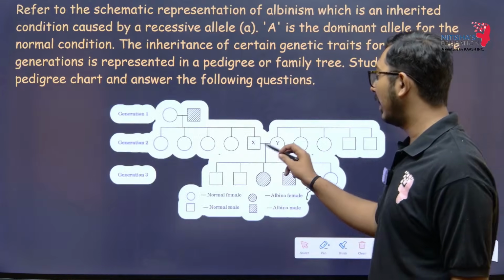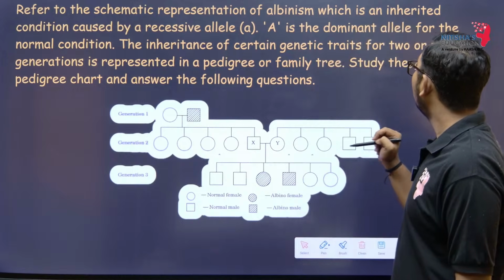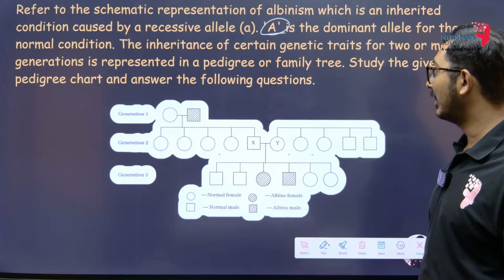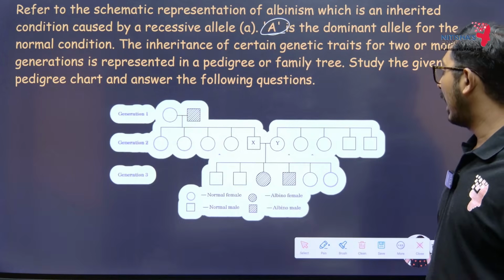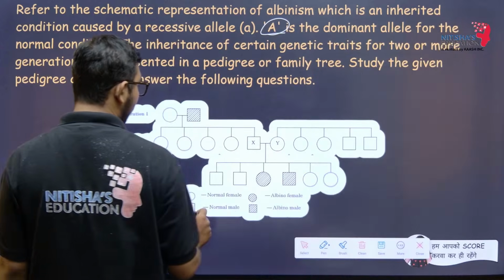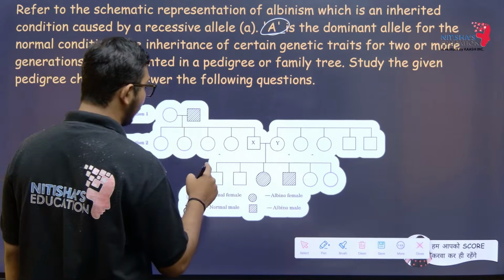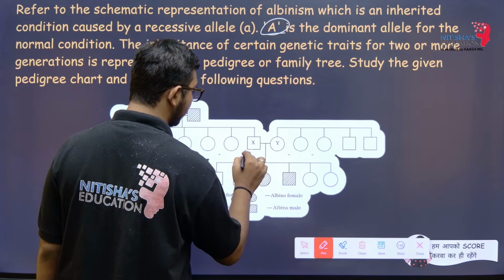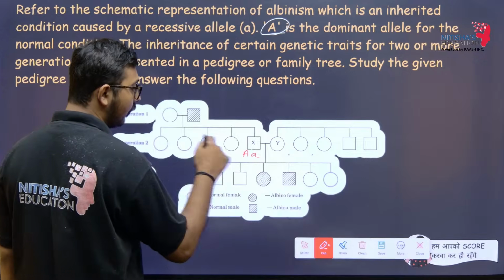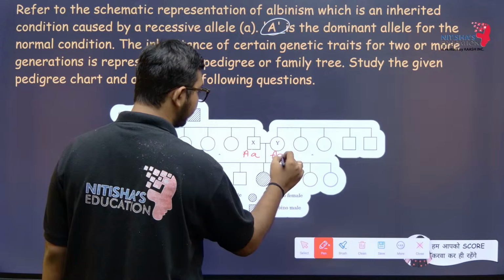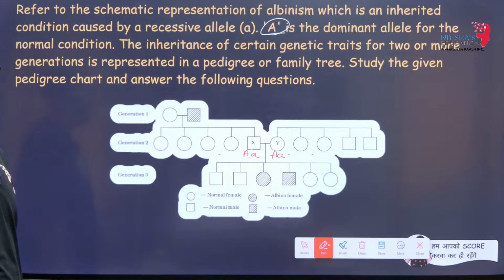Now, for X and Y, as capital A is the dominant one, we can consider small a is the recessive one. So for X, you can consider it is AA type, and for Y also you can consider the same thing, AA type. AA type is for X and Y.